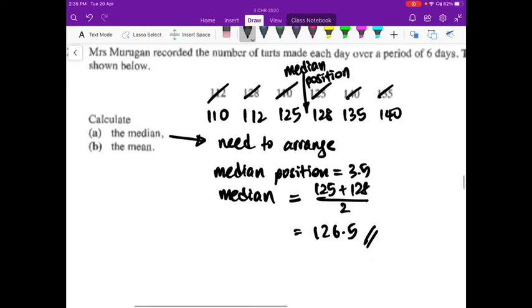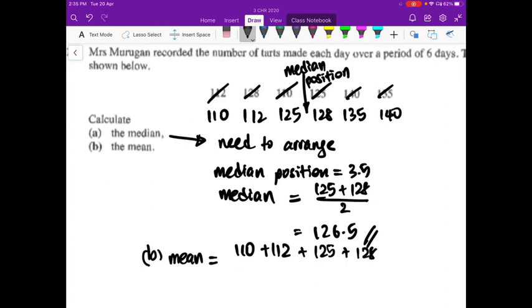Okay, now mean. Average. Mean is just our average. So add everything up. One, two, three, four, five, six.